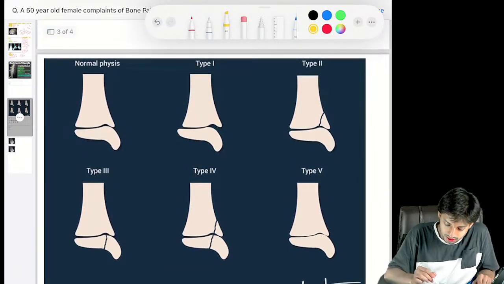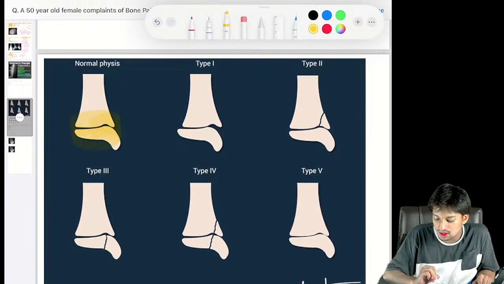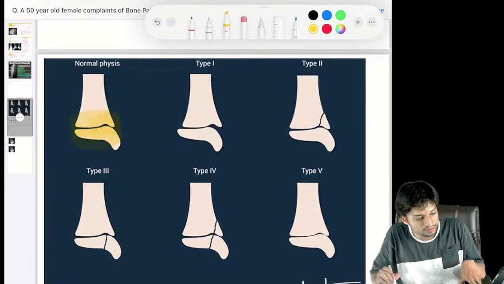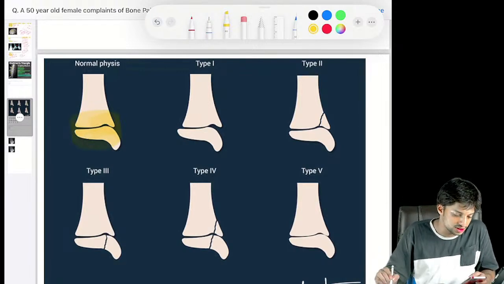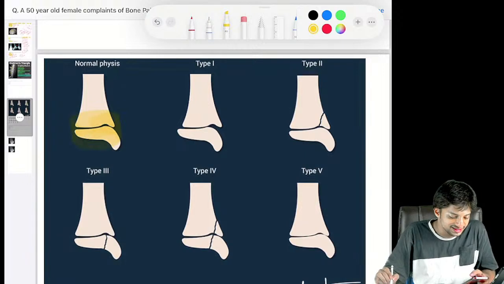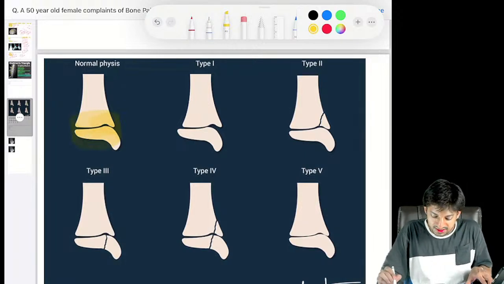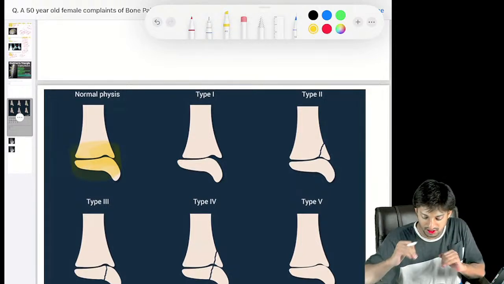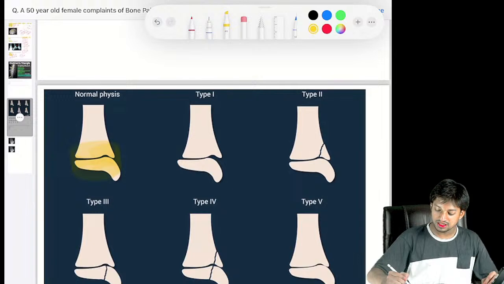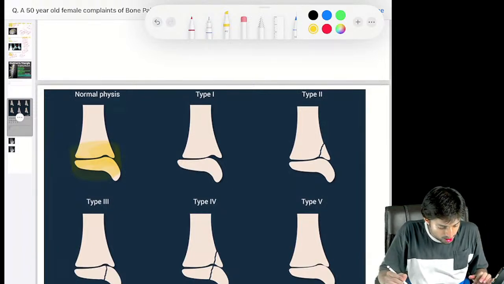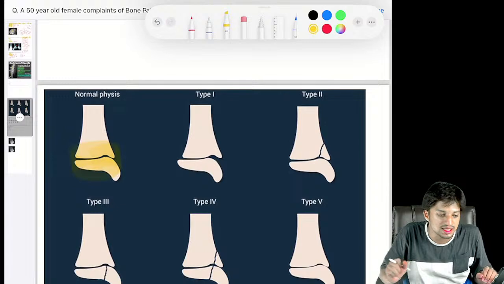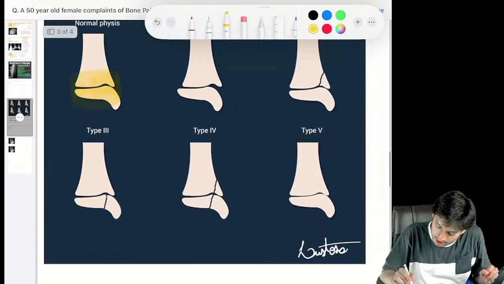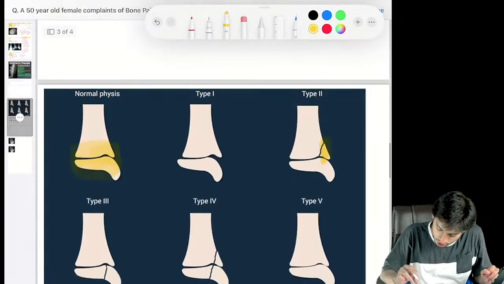Now tell me, this is the metaphysis and the epiphysis, the normal one. In type 1 what is happening? No no no, it's not that the bone is broken, ligament is not like that. ठीक है, बताओ. In type 1 what is happening? There is just the separation. Separation of what? Metaphysis and the epiphysis. ठीक है. Type 2 what is happening? Epiphysis is separated from the metaphysis. ठीक है. And a small triangular fragment of metaphysis it is carrying away with it. Just see, small triangular fragment of metaphysis it is carrying away with it. In type 2. ठीक है.